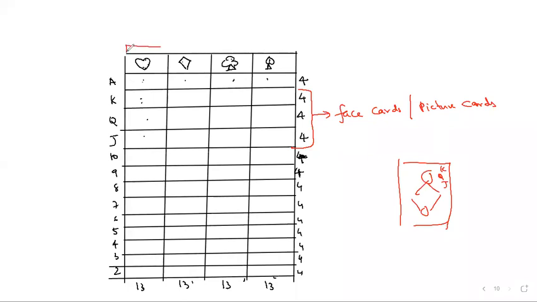2 suits are red in color and 2 of them are black in color. Total 26 cards are red in color and 26 cards are black in color. So what you should know is how many 10s are there, how many kings are there, how many queens are there. Okay.